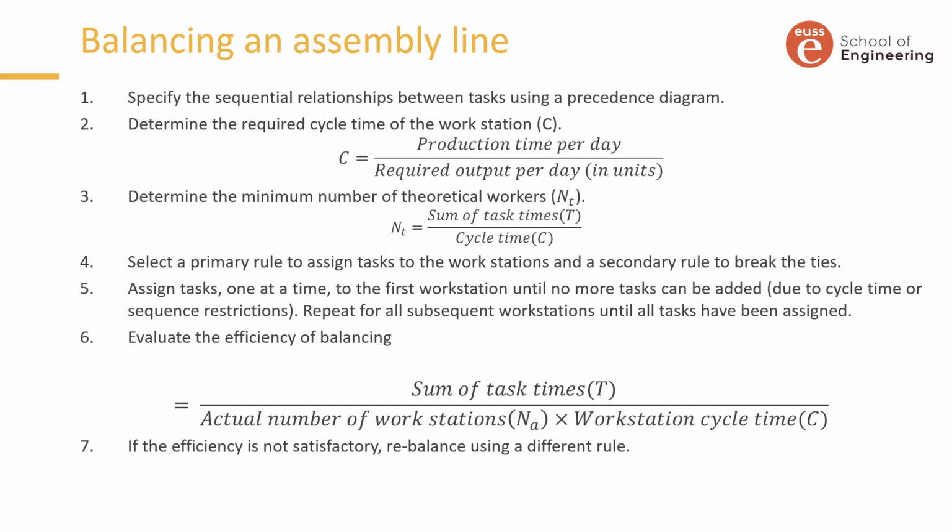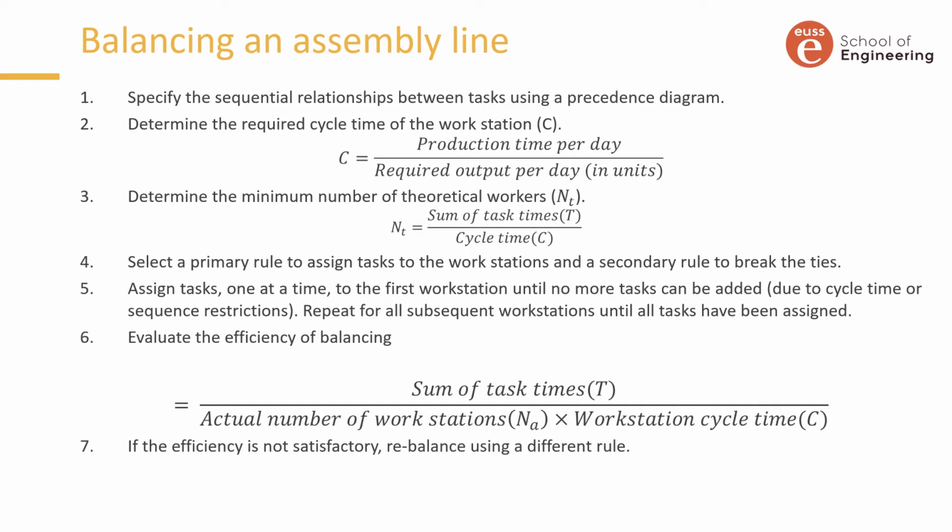Okay, it means that we should calculate this one for all of our workstations. So what will be the formula? The formula is production time per day, for sure. We'll see some examples, divided by required output per day. So the result of this division will give us the cycle time.